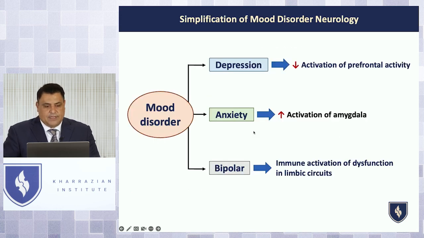And to put it very simply, when you just think of mood, and obviously it's not this simple, but just a place to start. Just think of depression as decreased activation of the prefrontal cortex, anxiety as increased activation of the amygdala, and bipolar as immune activation of dysfunction in the limbic circuits, limbic regions. That's the base, the good place to start, okay?